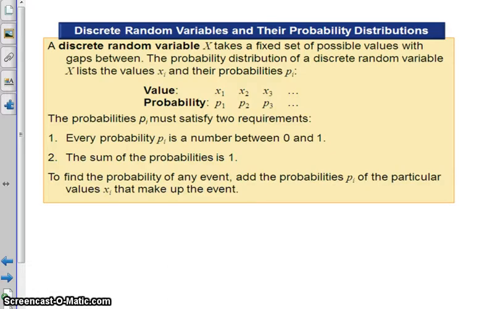Now, when we put these together, we still want to check to see if this probability distribution is going to be legitimate. So we still want to go through.